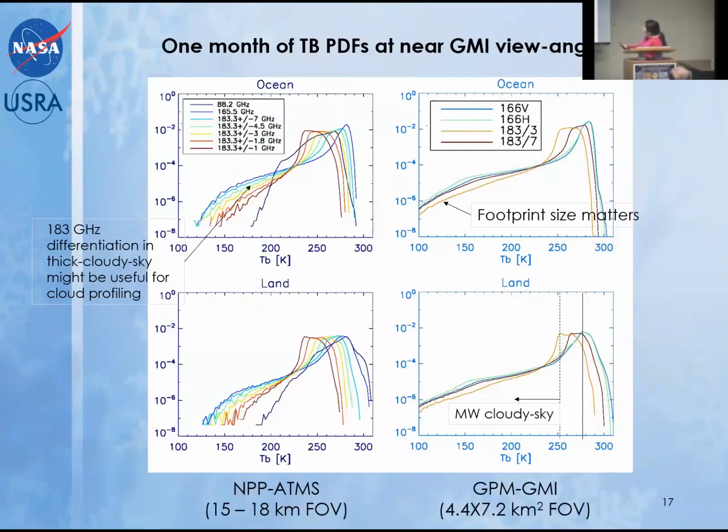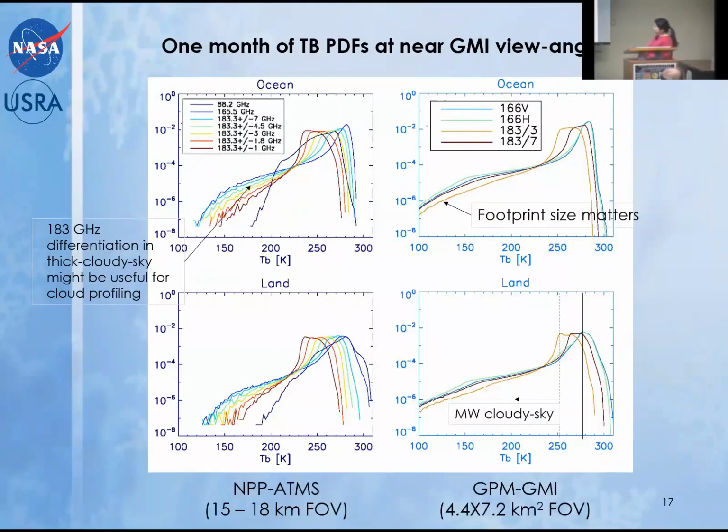And the second thing we can see is that for ATMS, you have a lot of channels around the 183 gigahertz water vapor line. So their spread actually can give you the differentiation of thick cloudy sky information that might be useful for the cloud profiling. That's one thing we're working on right now. And the last thing you can see is the footprint difference. For ATMS, the footprint is about 15 to 18 kilometers in terms of the radius. And the GPM has 4.4 times 7.2, which is much smaller. So you can see GPM can observe much colder things like 100K, while NPP ATMS doesn't pick it up.